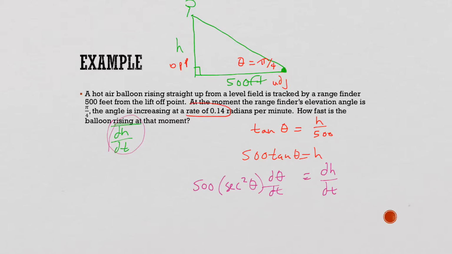Right, the angle is increasing at a rate of 0.14. So d theta dt is 0.14. So that's what we are going to plug in. Now we also know that our theta was pi over 4. So I have 500 times secant squared pi over 4 times 0.14. And that's going to give me my dH dt.